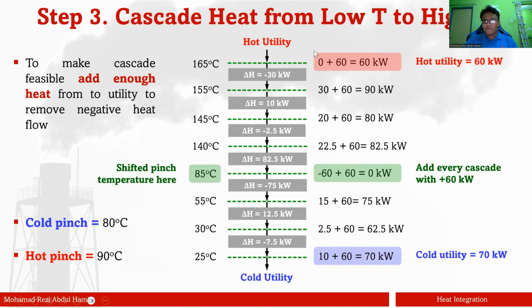And then you go above the very first heat flow here, this will be your hot utility. Okay, 60 kilowatt need to be provided by your hot utility. It can be hot oil, medium pressure steam, high pressure steam, or whatever. And then the heat flow at the bottom of the cascade will be supplied by the cold utility, and the amount is 70 kilowatt.